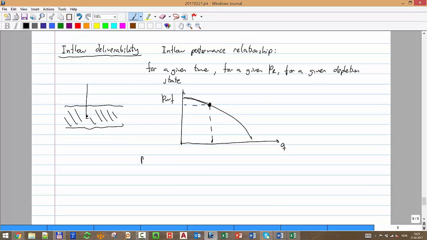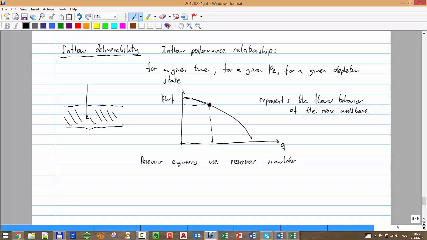So reservoir engineers use a reservoir simulator. But remember, it takes time and is expensive. For production calculations, it is time prohibitive to use the reservoir simulator. So we want to have a curve that represents the flow behavior of the reservoir, and that's the near wellbore formation.